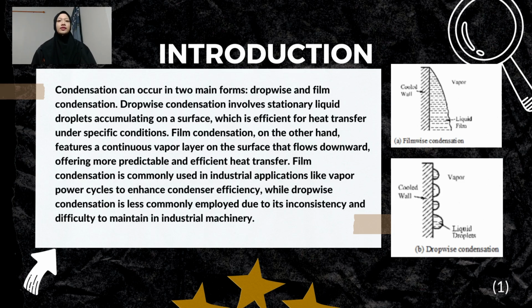and efficient heat transfer. Film condensation is commonly used in industrial applications like vapor power cycles to enhance condenser efficiency, while dropwise condensation is less commonly employed due to its inconsistency and difficulty to maintain in industrial machinery.